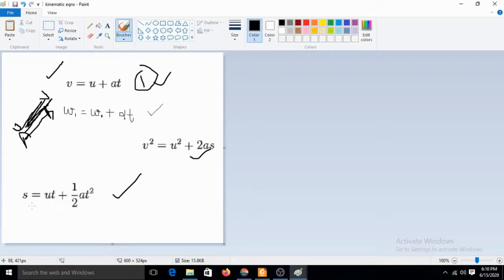Then the second equation is s. What does s mean in this? The displacement, that is the distance it covered and a displacement occurred. Okay, this is the second kinematical equation.